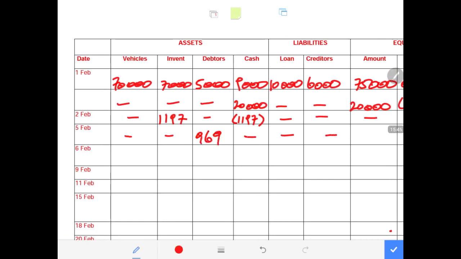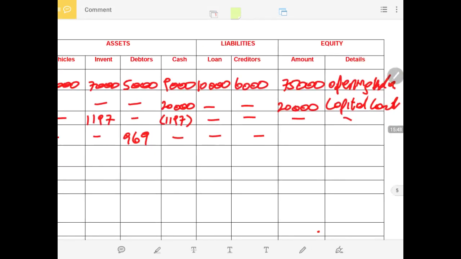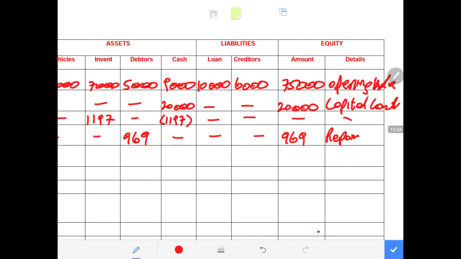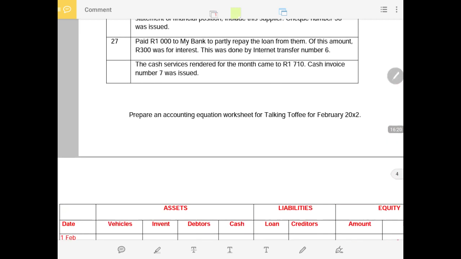969. And because this is income, it will increase the owner's equity. 969 will be affecting our owner's equity, and this will be repairs income. We are repairing cell phones, or services rendered income, which is in the form of repairs. If you say repairs, it will not be enough to specify that it is repairs income, because repairs can be an expense.